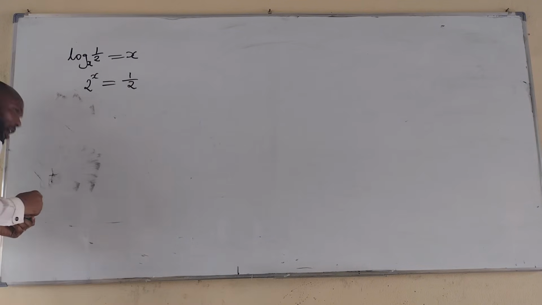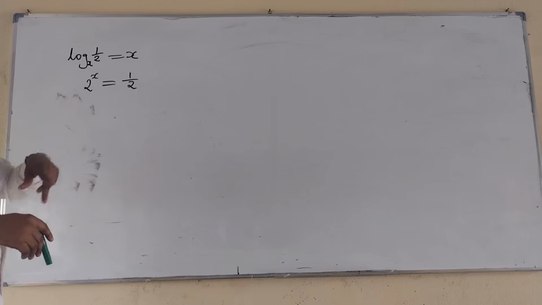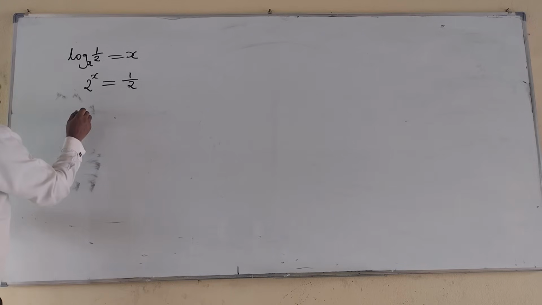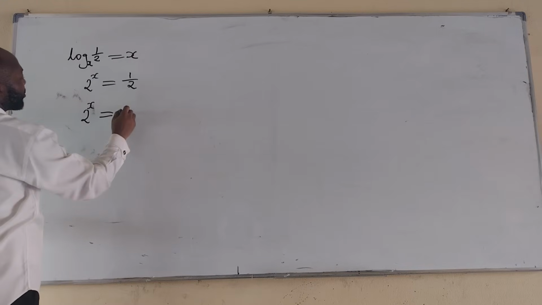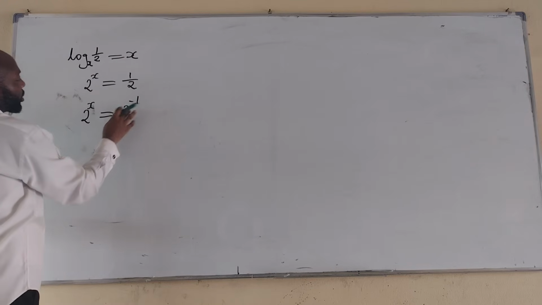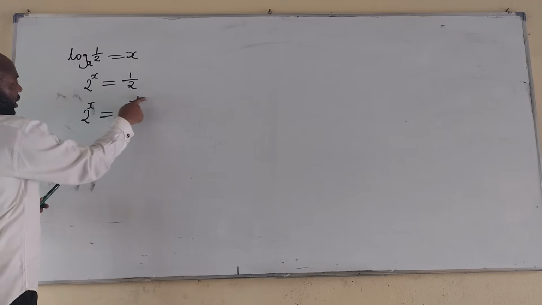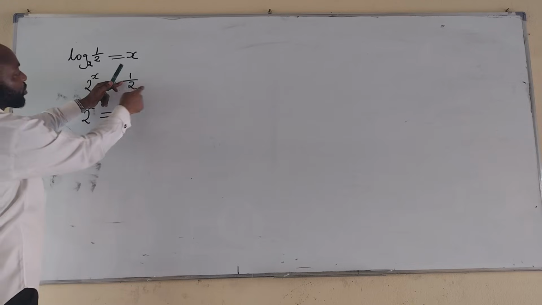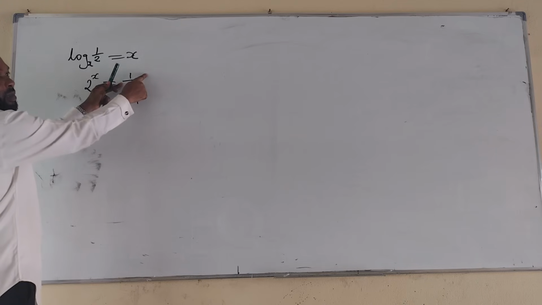From the negative index law, when a number is raised to a negative index, it is equal to the reciprocal raised to the same positive index. Which means inversely, I can return this to be 2 raised to the power minus 1. Because if this is defined by a negative index, it can become the reciprocal of this number, which is 1/2, raised to the same positive index, which is 1. It means that this is the same thing as this.